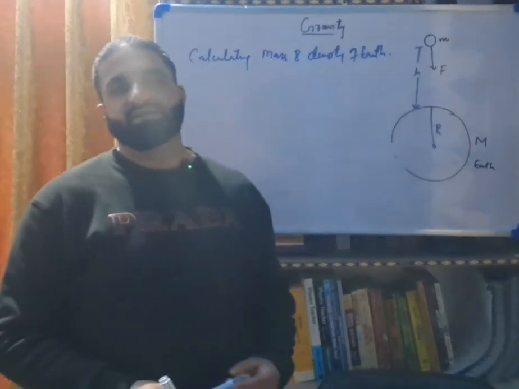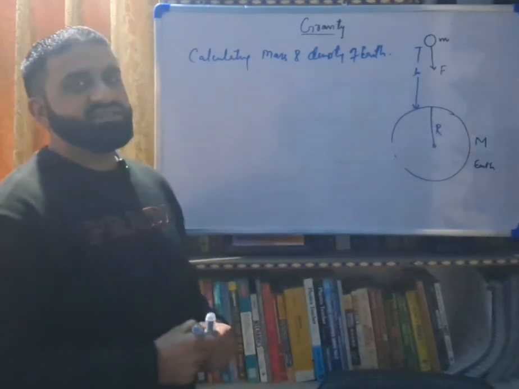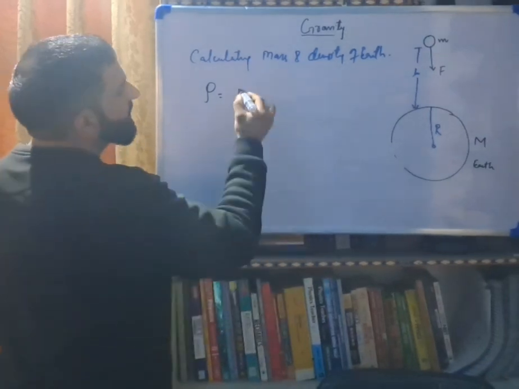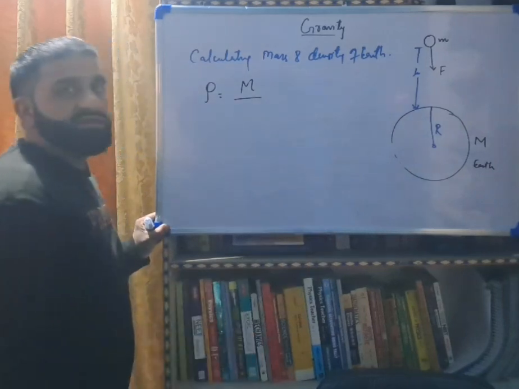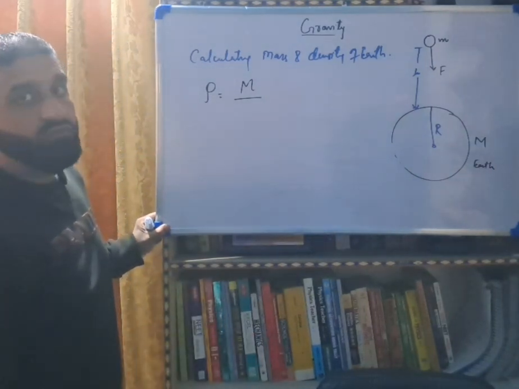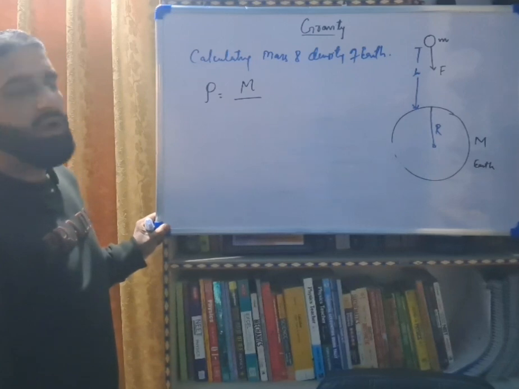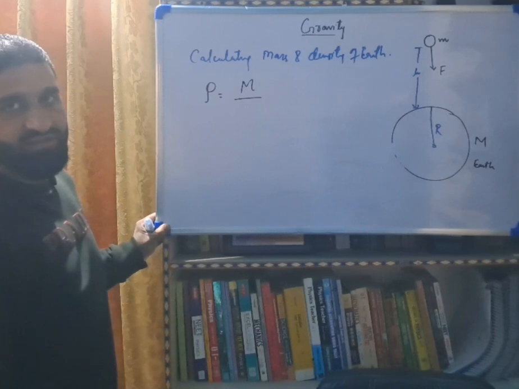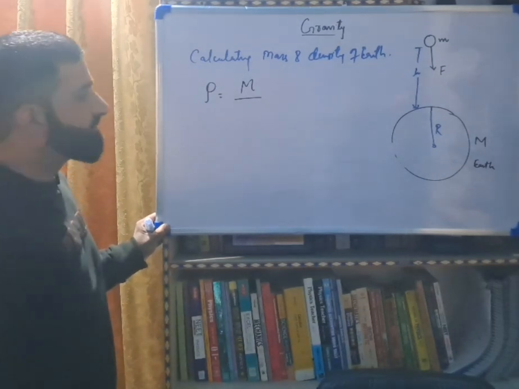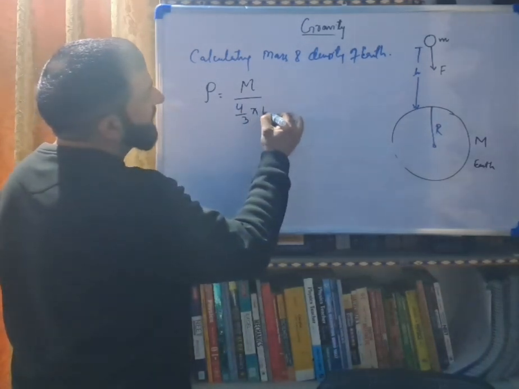Now calculating the density. We know that density is equal to mass per unit volume. So the density of Earth is equal to the mass of the Earth divided by volume. We know that the equatorial radius is longer than the polar radius, but for these calculations we will take Earth as a sphere of uniform radius r. So the volume of the sphere is equal to 4 by 3 pi r cube.